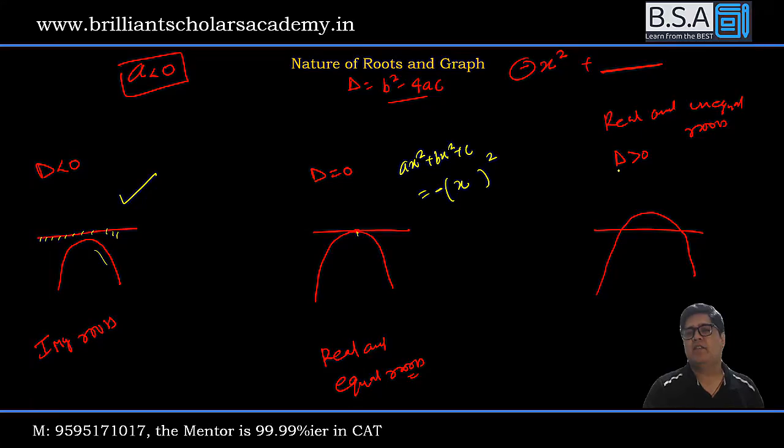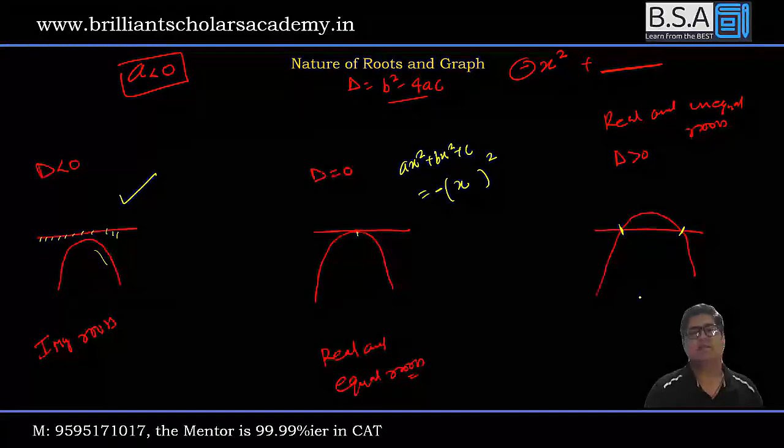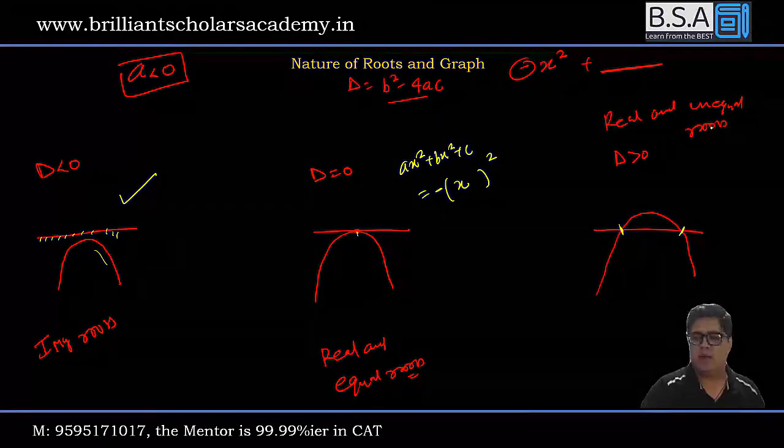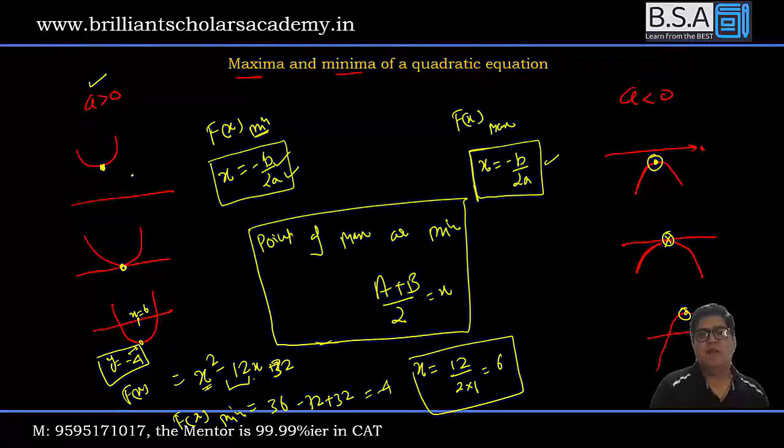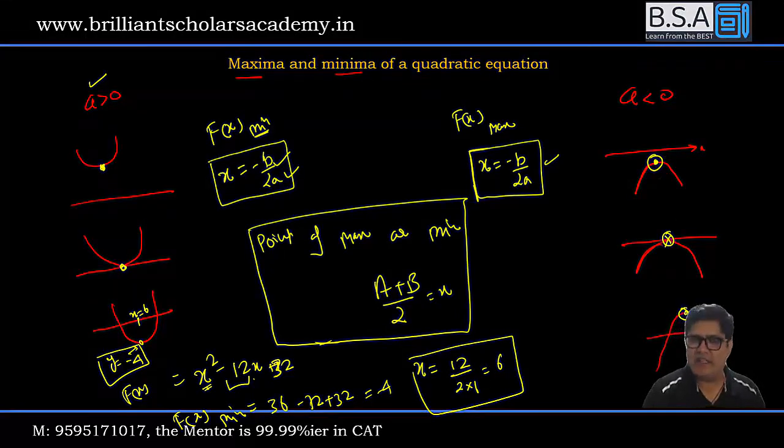When delta is more than 0, the graph is downward. It will cut the axis at two distinct points, real and unequal roots. Then I showed you it is the minima of the graph or the maxima of the graph. It will always appear at minus b by 2a. In both cases, it is minus b by 2a.